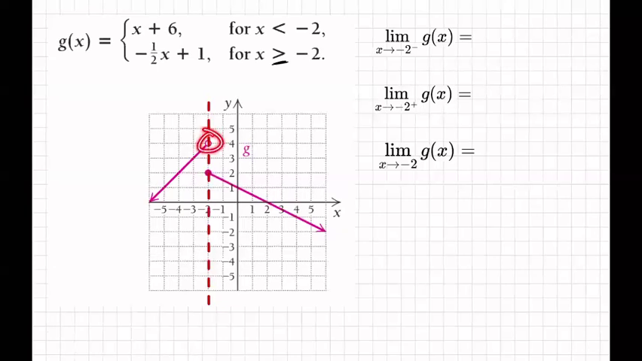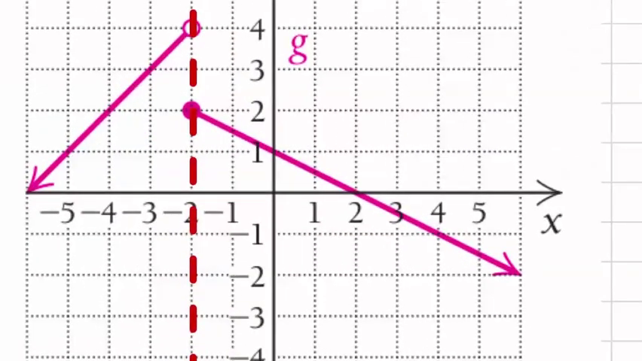With that said, though, since that's still approaching the 4 here, the limit will equal 4. Right? Now, using that same approach from the right-hand side, we're using all the points here, working our way back towards the -2, right? That points to the value of 2, right?